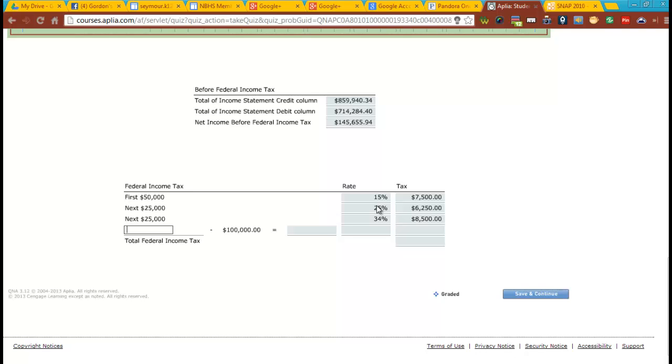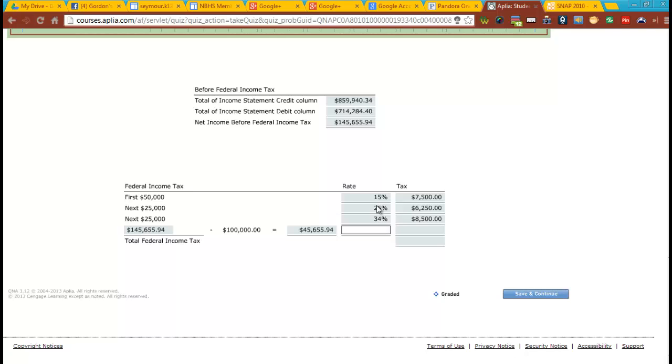Now, what I need to do here is calculate the rest of my net income. So I've put my net income here of $145,655.94. From that, I'm going to subtract 100,000. Why 100,000? Because that's what these numbers add up to: 50,000 plus 25 plus 25 gives me 100,000. So I've already taxed the first 100,000, so I'm subtracting that out. That would give me $45,655.94. I hope you didn't need a calculator for that.